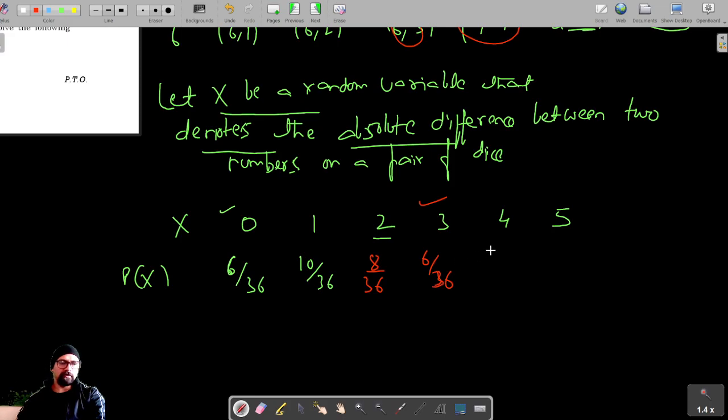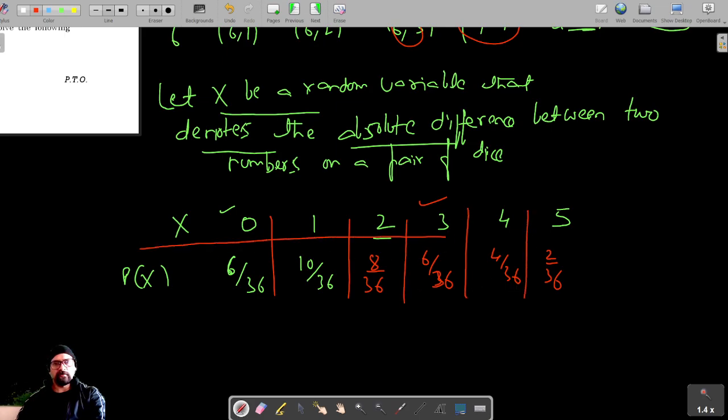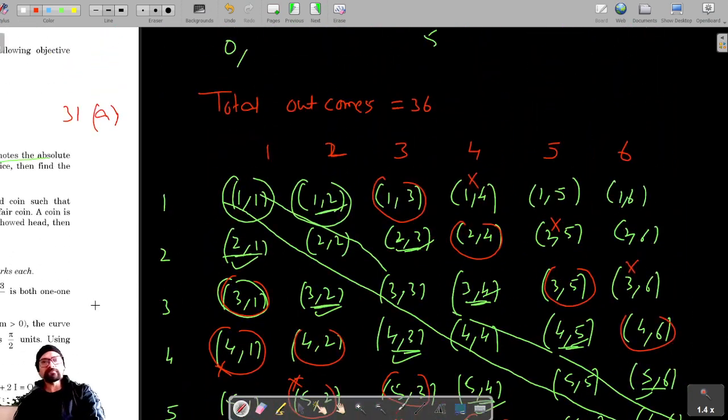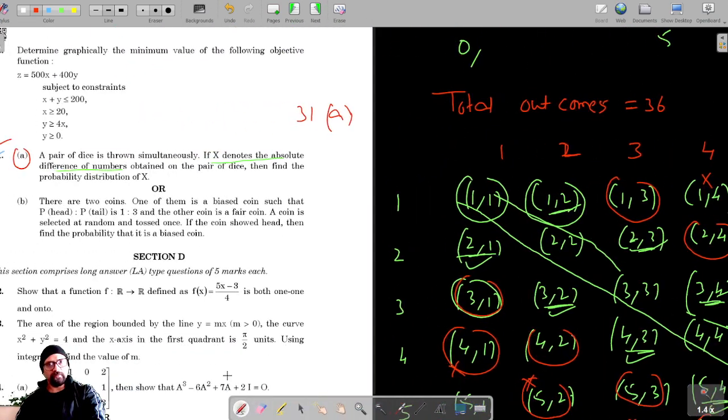And similarly, it goes on decreasing. This will be 4 by 36, and for 5, it will be 2 by 36. So this is the probability distribution for the sum of absolute value of the difference of two numbers on a pair of dice. Okay, let's move on to the second part.